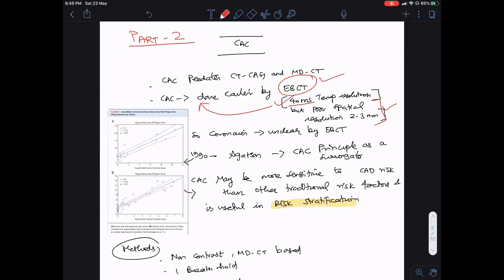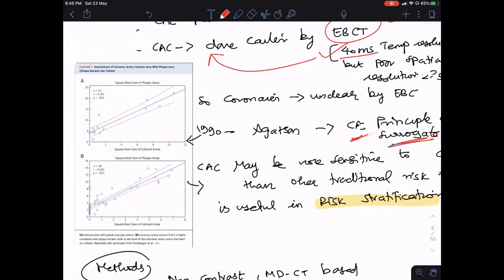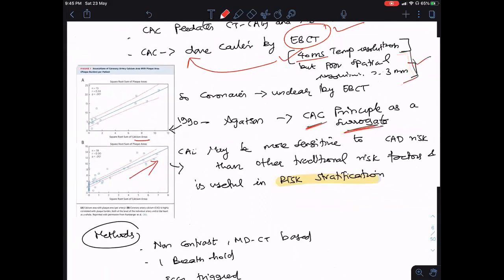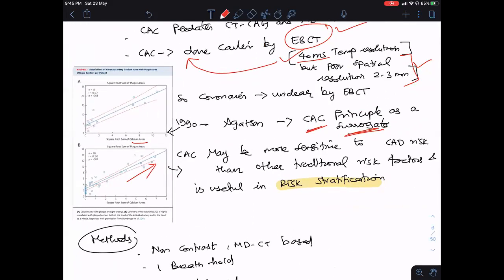So about the 90s, a lot of people realized that the coronary artery calcium could actually be used as a surrogate to look at the total plaque area. These two pictures here sum it up well: the calcium found through the CT had a direct correlation to the total amount of plaque area. It was also found that the coronary artery calcium was probably a very sensitive risk factor in comparison to the other traditional risk factors like diabetes, hypertension, and dyslipidemia.